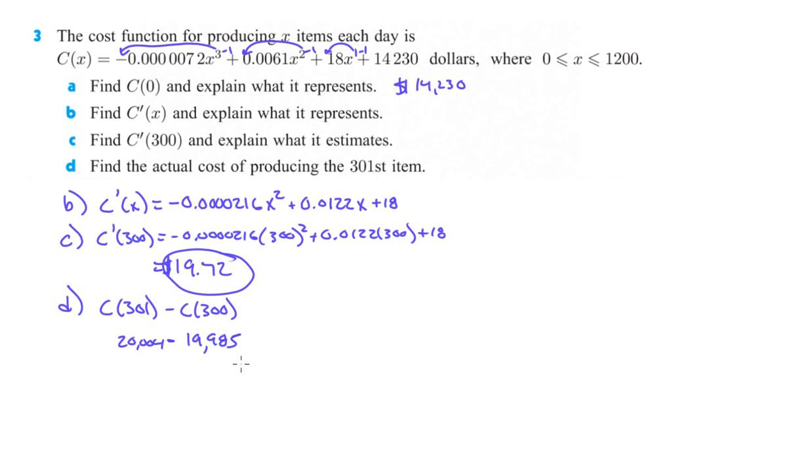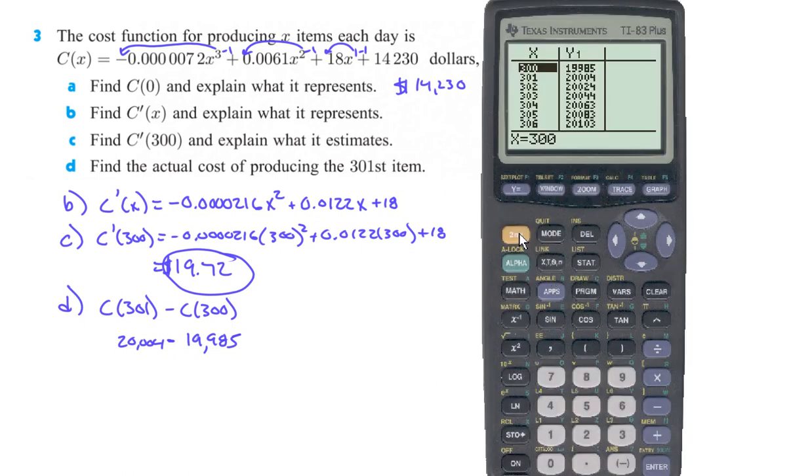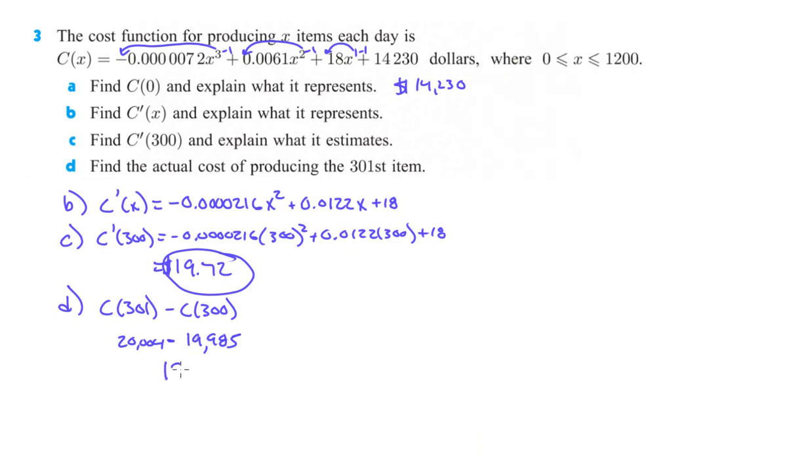So 20,004 minus 19,985 is going to be what, 19 bucks? Okay, so the actual cost is 19 bucks. Our estimate was $19.72. We were off by 72 cents. I'm good with that. That's pretty close.